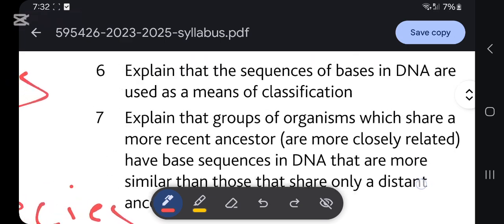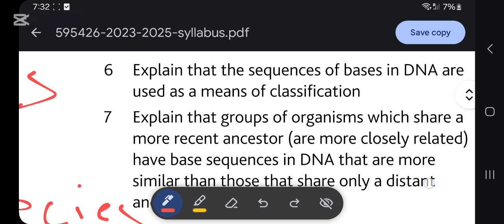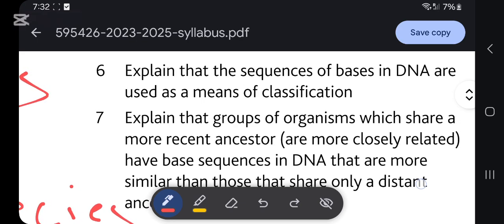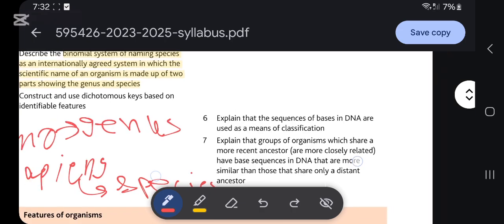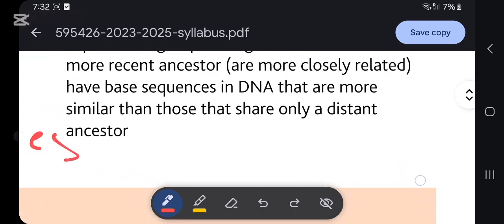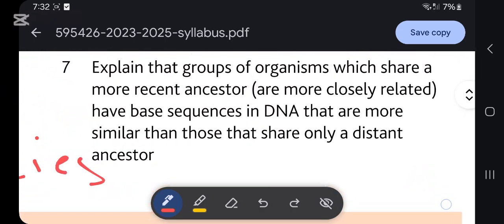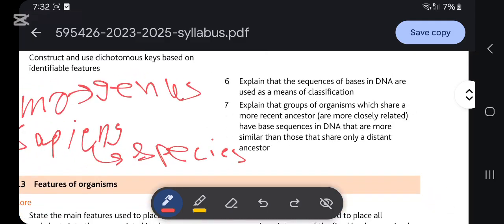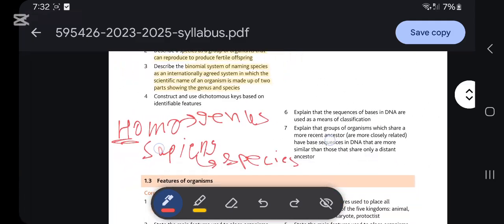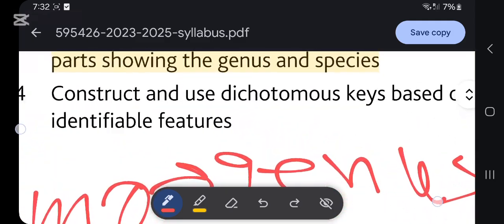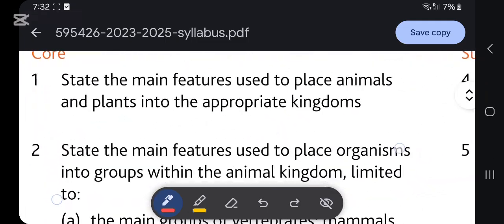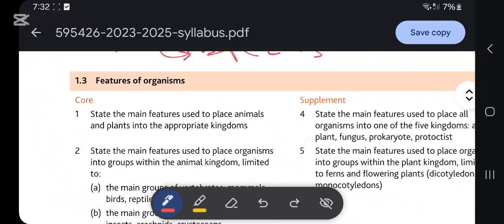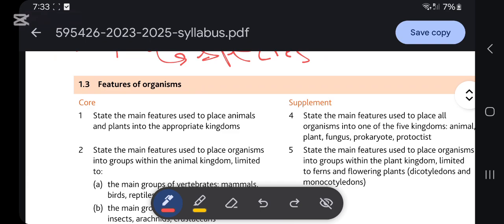Other means of classification can also be used, like morphology and anatomy. Anatomy is looking inside at their bones. Morphology is looking at their physical features. Next, explain that groups of organisms which share a more recent common ancestor are more closely related and have DNA base sequences that are more similar than those that are distant. There's nothing more to explain, it's pretty simple. Make sure you know how to use dichotomous keys, and practice questions on that. Next, there are main features to place animals and plants into the appropriate kingdoms. I'll tell you all very quickly.